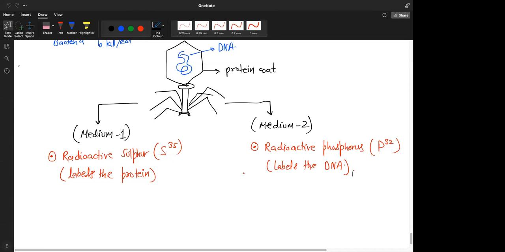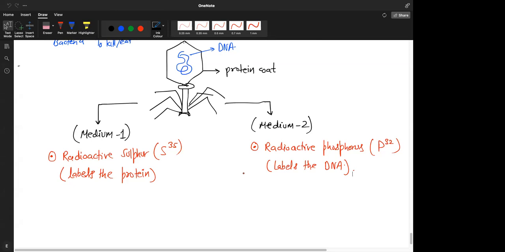When these viruses will be cultured in a medium, where they will replicate, like in cell cultures, to replicate, they need to make more DNA. And to make more DNA, they need raw materials for the DNA. And one of the raw materials for the DNA is phosphorus. And if the only phosphorus available is radioactive, then they will only use the radioactive phosphorus. Hence, their DNA will become radioactive, right?